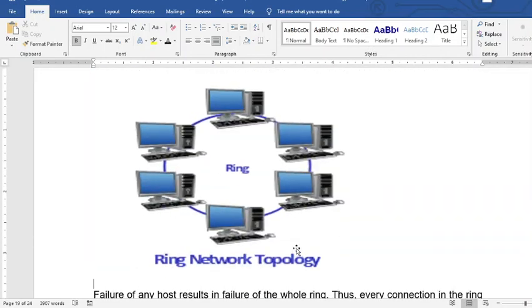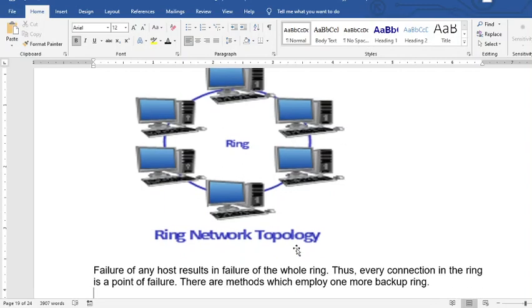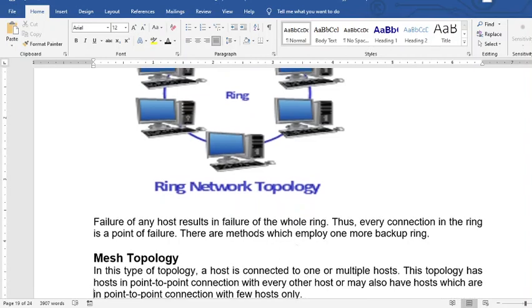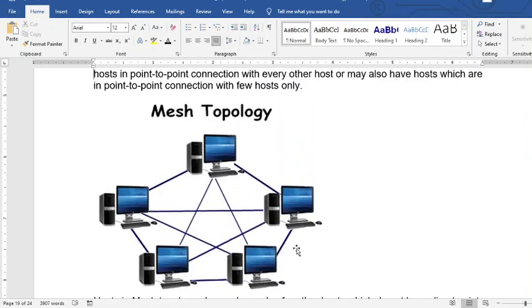The ring network topology. It looks like a ring, that's why we call it a ring. As for the ring, failure of any host is the failure of the whole ring. What I'm trying to imply is ring and bus are actually very similar. So it's no longer the one that we should be able to do.